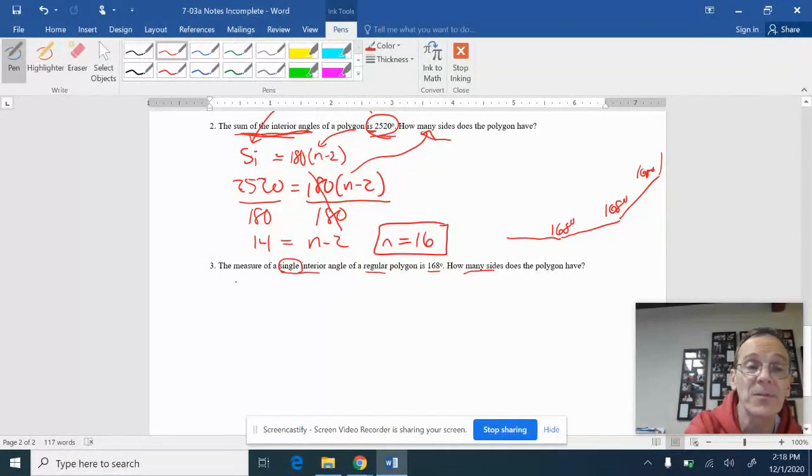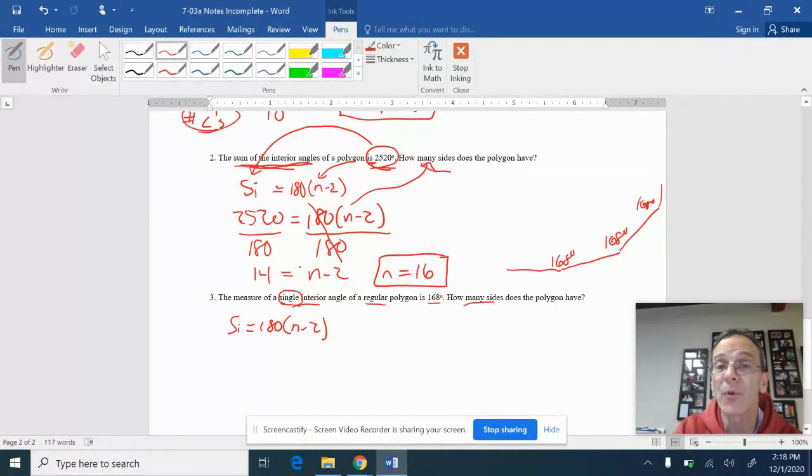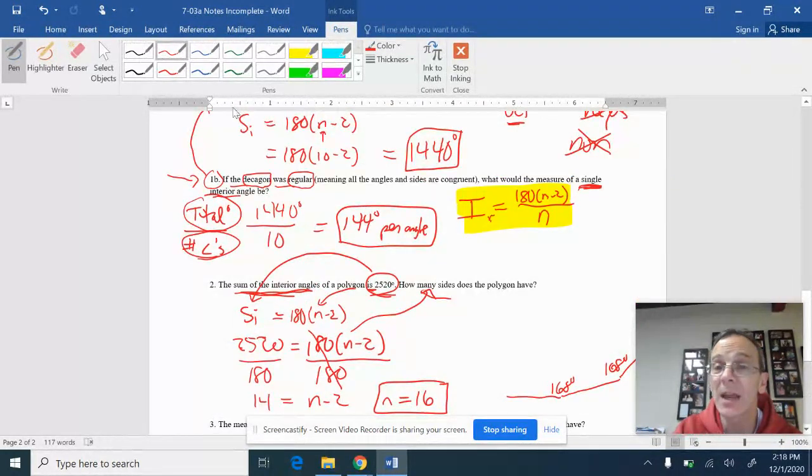Okay. Now we have this formula, SI equals 180 times n minus 2, but there is no place in this formula for the value of a single interior angle. But there is this other formula, right? That's not on the front note page, but here it is. We sort of got it out of this example problem here. And that has a place for the measure of a single interior angle. So that formula would be worth having on hand while you're doing the homework tonight also.